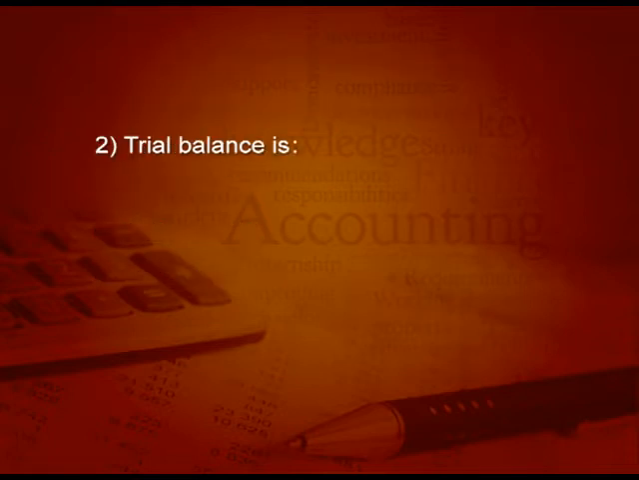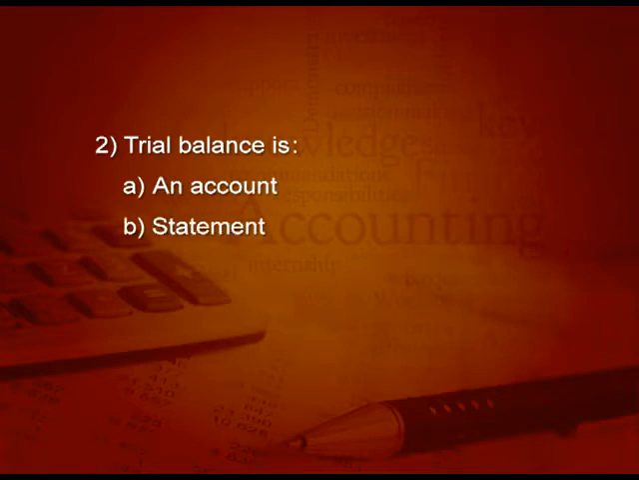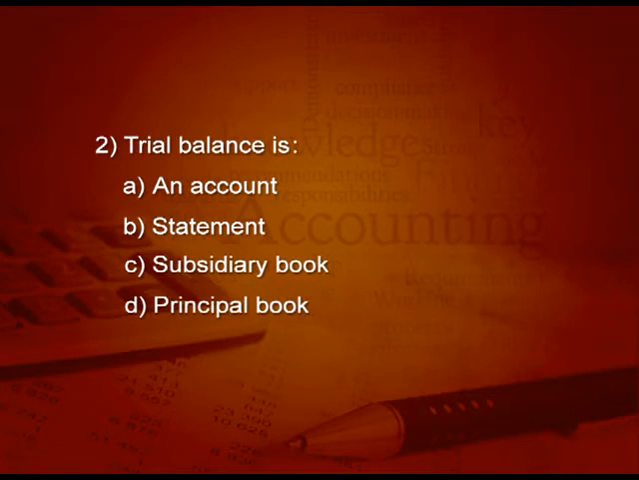Second question, trial balance is: first option, an account; second option, a statement; third option, subsidiary book; and the last option, a principal book. No, it is not an account, it is a statement. The right answer is B part, that is statement.